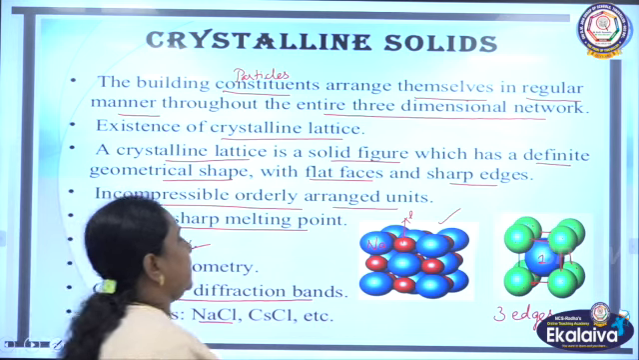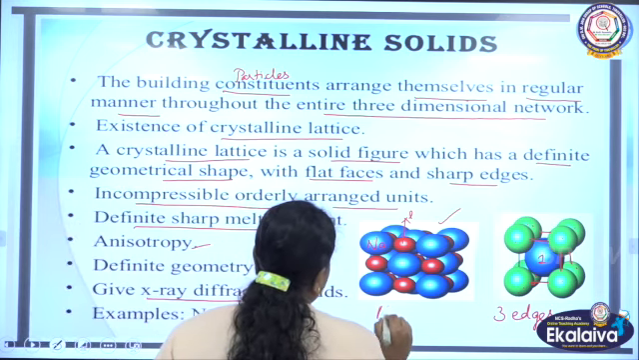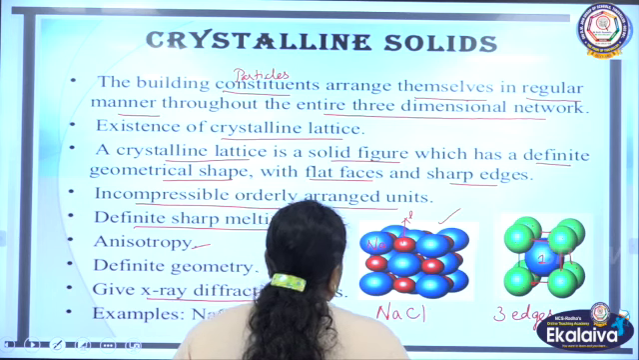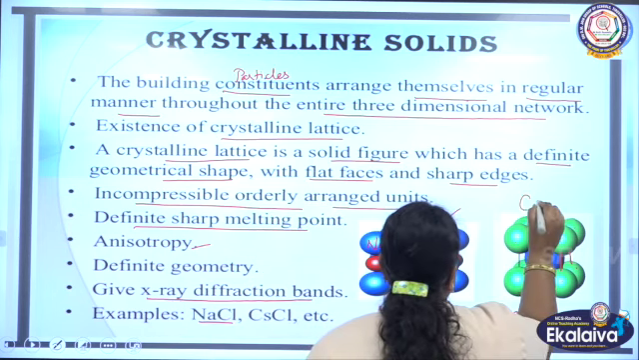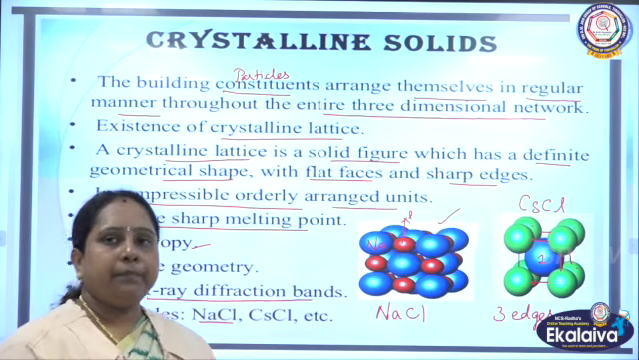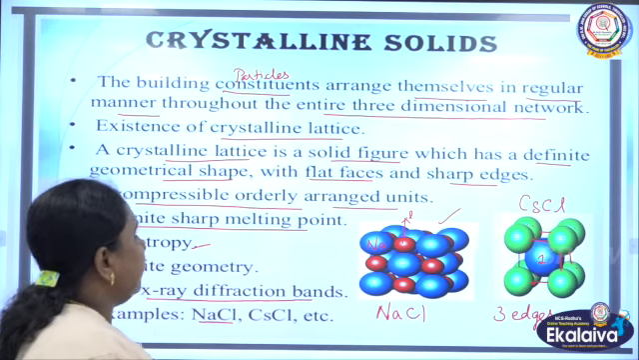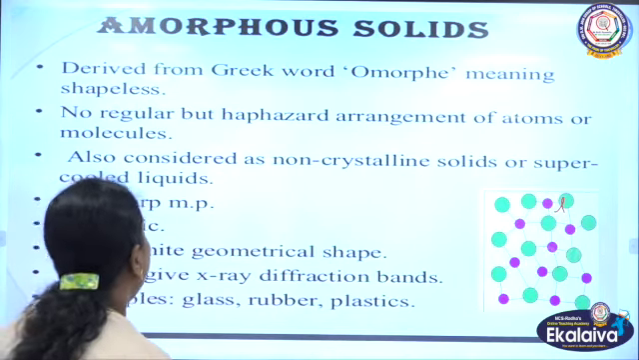Positively charged and negatively charged particles will be aligned together, so that we will be getting a complete lattice. This is an example of a cesium chloride lattice. These are two examples of crystalline solids. And the next type of solid is amorphous solids.